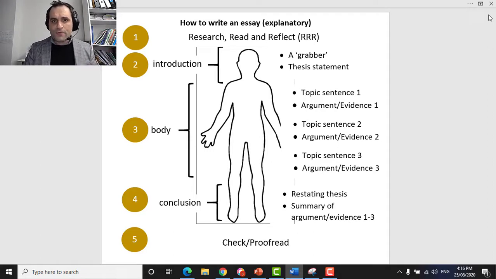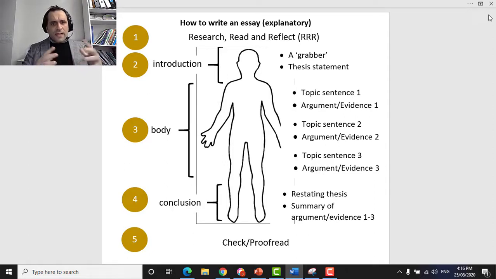Write about those facts. So the very first step that you do is a lot of research. You read a lot of materials and you think about this material. You think about the topic, you analyze it, and then you write your essay. But the first step, remember, RRR: research, read, reflect.